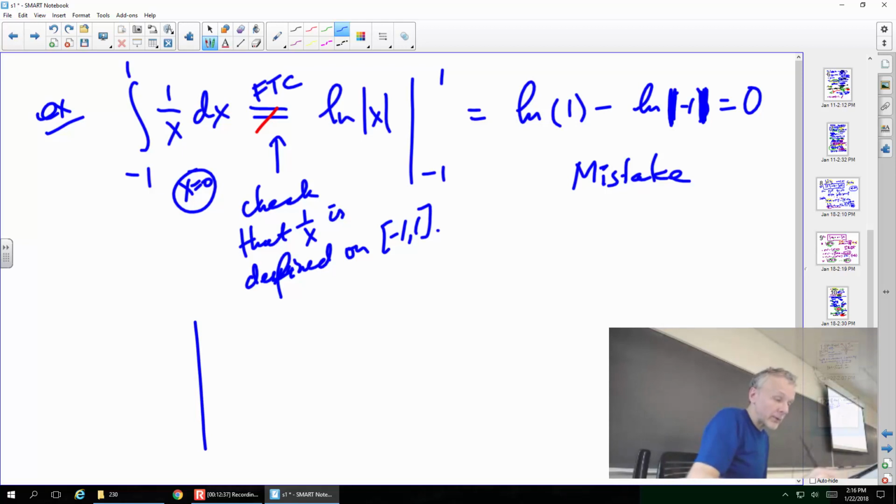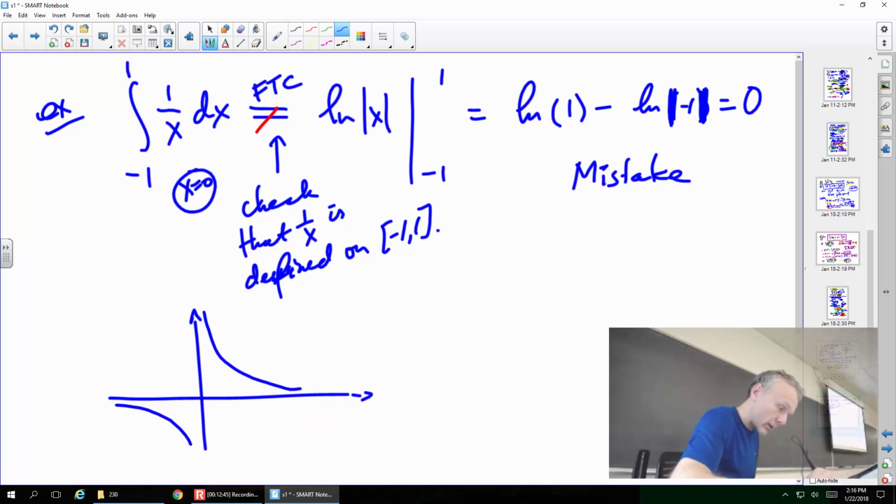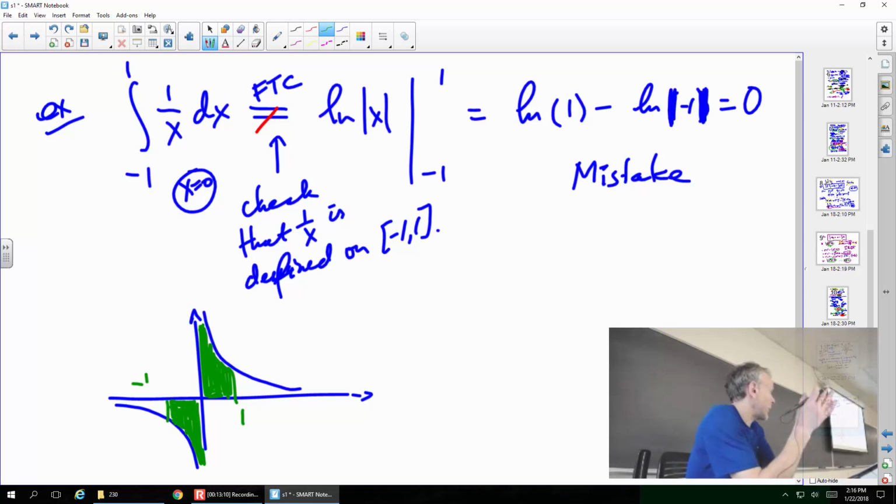So the answer is not 0, and especially if we look at the picture, that might suggest why. I'm plotting 1 over x. Now the region is between -1 and 1. Okay, so this is the region that I'm talking about, from -1 to 1. So what do you think the correct answer is? I mean, look at it. If you look at it superficially, you would see that there is a full symmetry, right? And what can we say about these two regions?